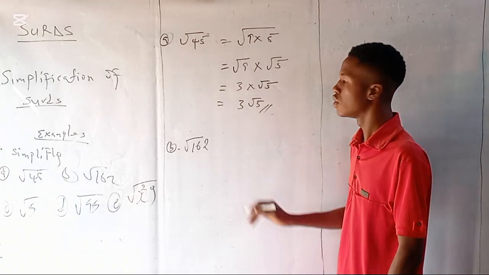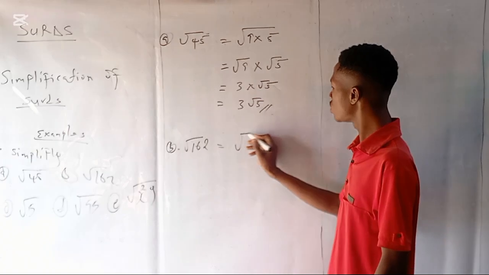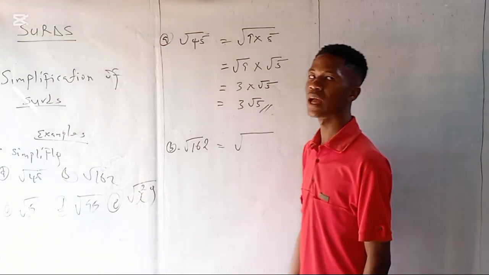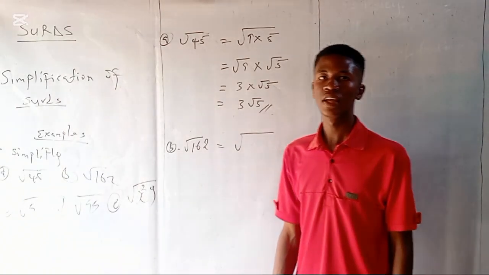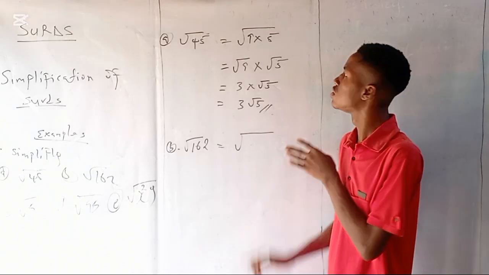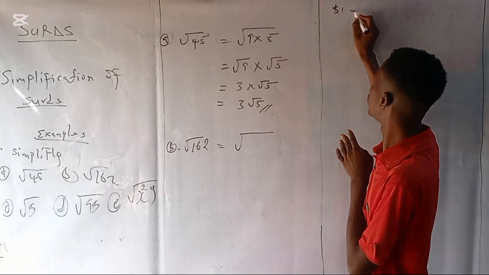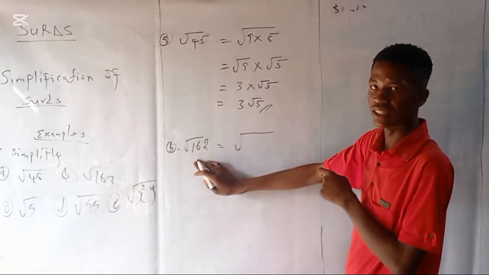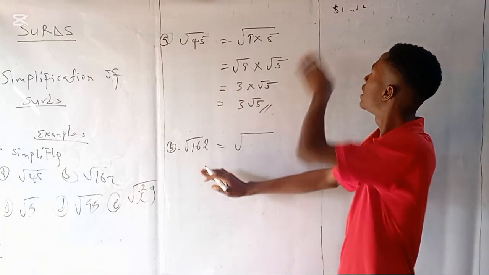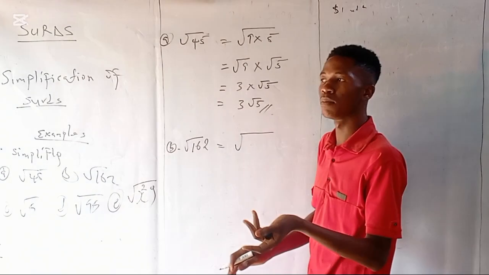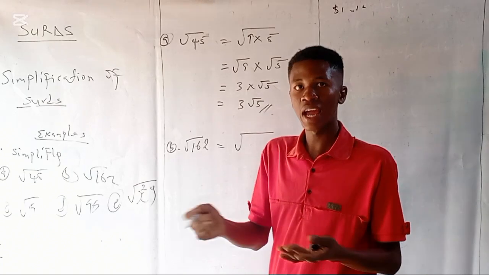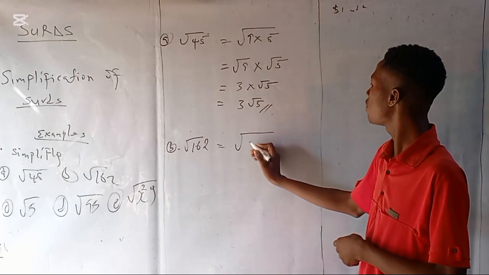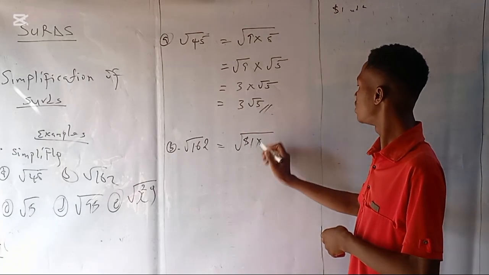Are we together now? So this is equal to what? Root what number? The numbers here that will give us that are 81 and 2. Are we together? Because 81 times 2 gives us 162. And 81 is a perfect square, because the square root of 81 is 9. Are we there? So we put in there 81 times 2.